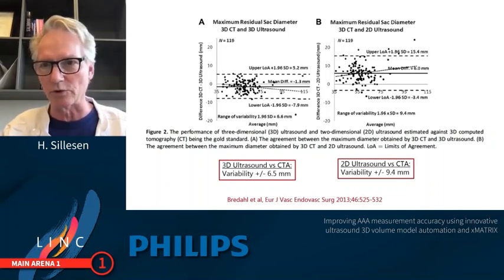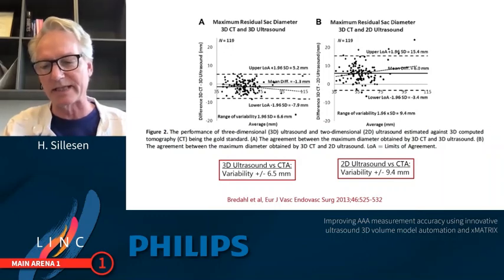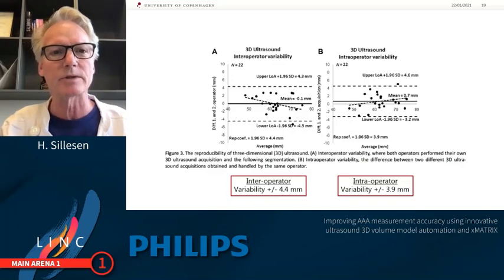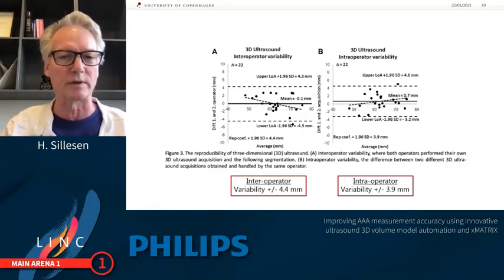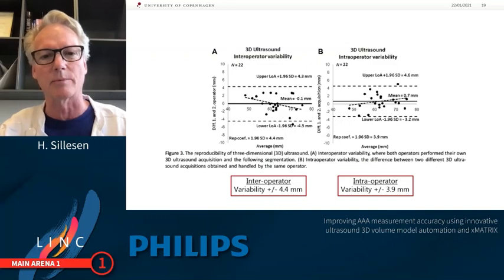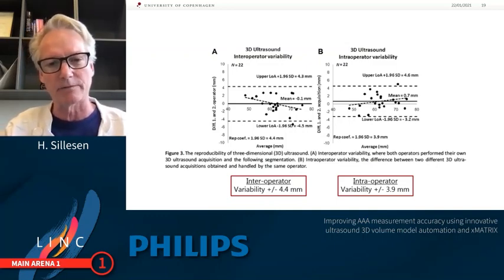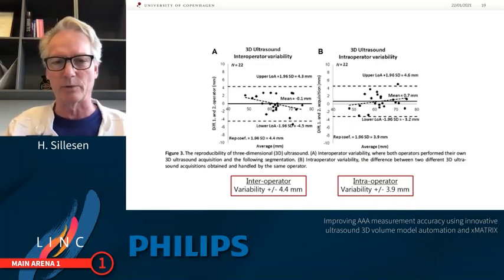And remember, what are we doing when we are having surveillance after? We are comparing to the scan of the last visit. So reproducibility is more important. Here you see the reproducibility of 3D ultrasound on post-EVAR sacs. And you can see to the left the inter-operator, so two different investigators, to the right the same operators scanning the same patients. And now the variability is plus minus 4.4 or plus minus 3.9. So certainly now within a very reasonable limit of agreement.